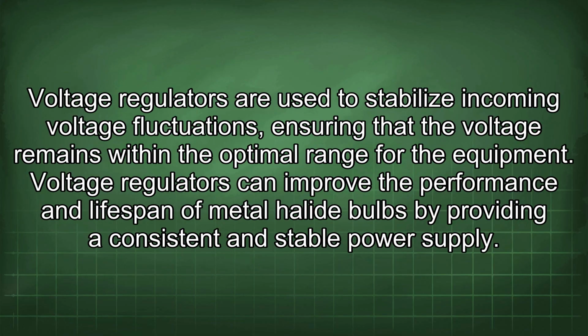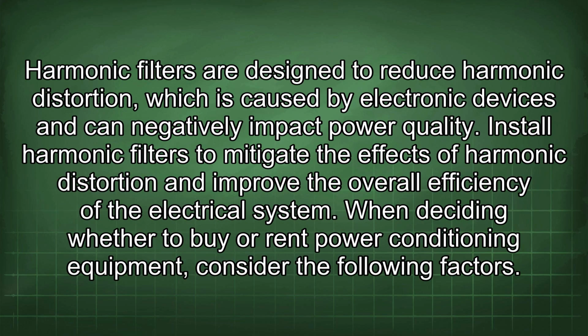Voltage regulators are used to stabilize incoming voltage fluctuations, ensuring that the voltage remains within the optimal range for the equipment. Voltage regulators can improve the performance and lifespan of metal halide bulbs by providing a consistent and stable power supply. Harmonic filters are designed to reduce harmonic distortion, which is caused by electronic devices and can negatively impact power quality. Install harmonic filters to mitigate the effects of harmonic distortion and improve the overall efficiency of the electrical system.